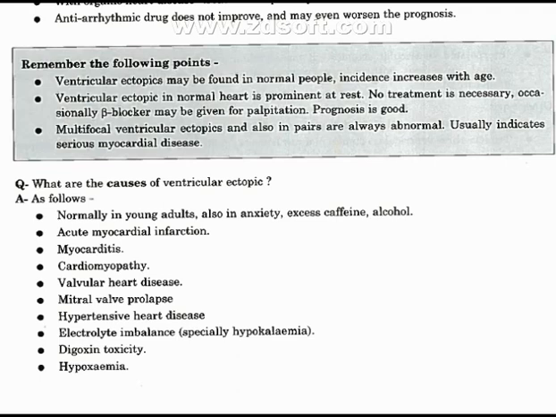What are the causes of ventricular ectopics? The causes are: normal in young adults, anxiety, excess caffeine, alcohol, acute myocardial infarction, myocarditis, cardiomyopathy, valvular heart disease, mitral valve prolapse, hypertensive heart disease, electrolyte imbalance, especially hypokalemia, digoxin toxicity, and hypoxemia.